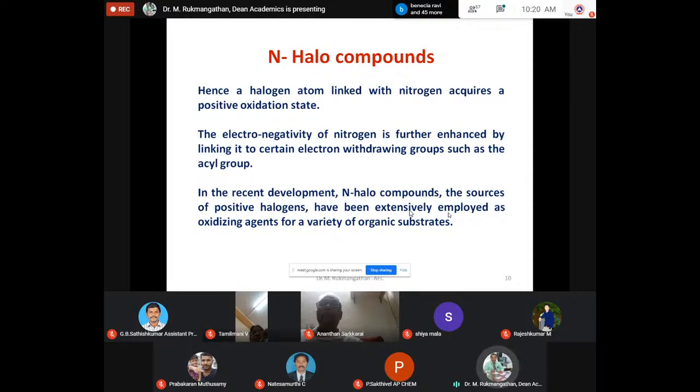The positive charged nature of the chlorine or bromine present in the N-halo compounds gives the oxidizing property to that N-halo compound. So, due to the positive charge of the chlorine and bromine atoms present in the N-halo compounds, they can be better utilized as oxidizing agents for studying various oxidative reactions.